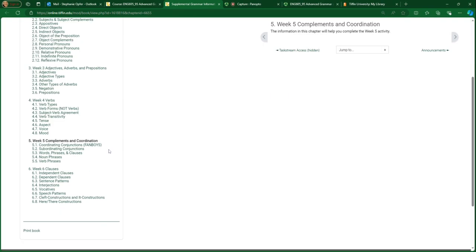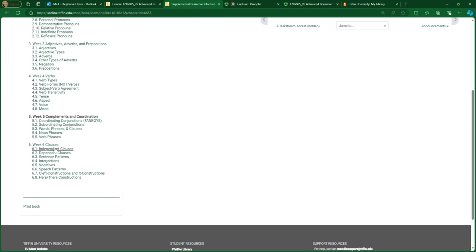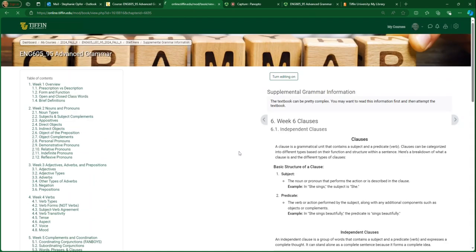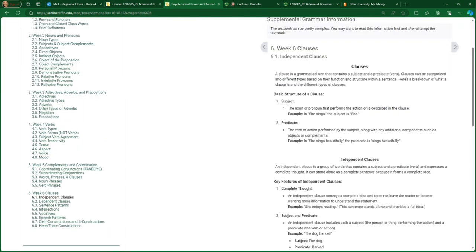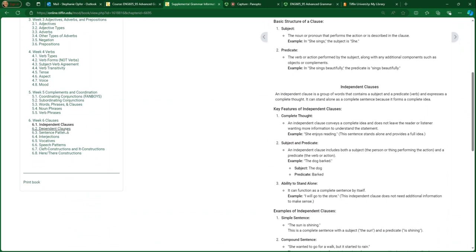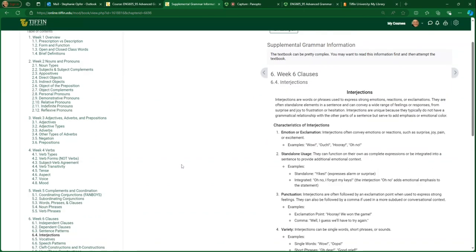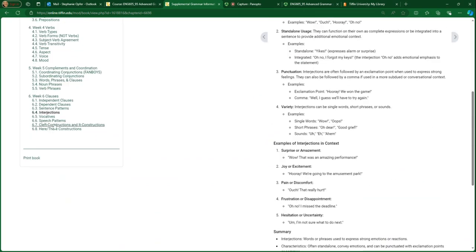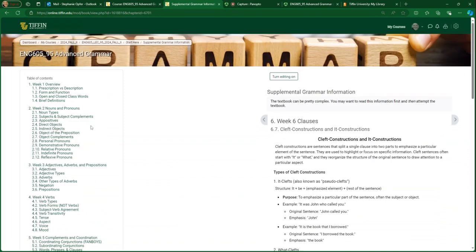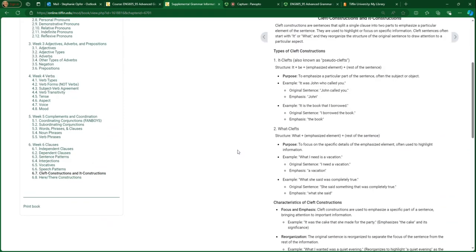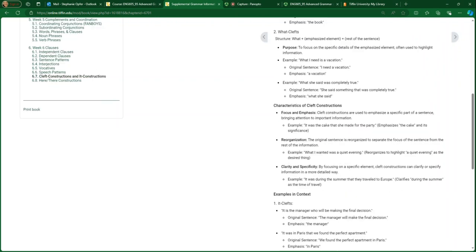I have also tossed in this week in clauses the discussion of independent clauses, dependent clauses, sentence patterns, but I've also thrown in some things that really didn't fit elsewhere, like interjections, vocatives. In your textbook, they talk about cleft constructions, it constructions, here, there constructions. Make sure you read those.